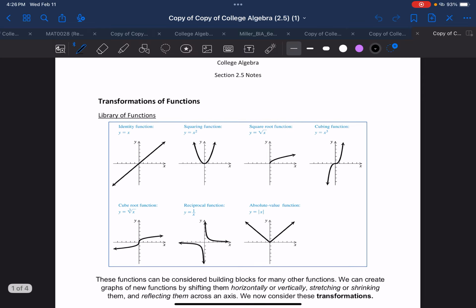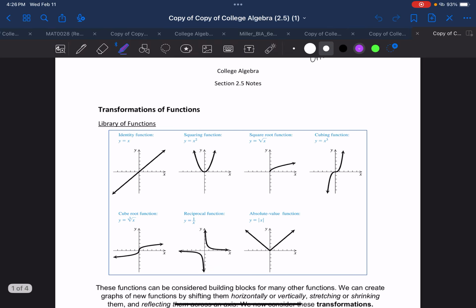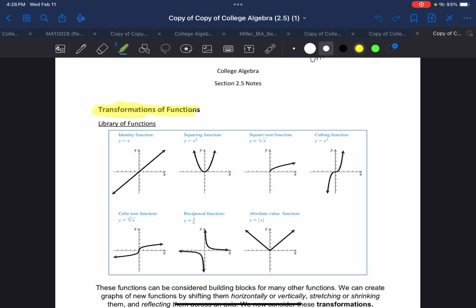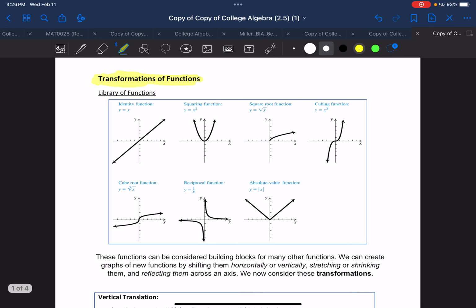So 2.5 is all about the transformations of functions. And so we're going to be using these functions to build other functions by either shifting them horizontally, vertically, or stretching or shrinking them, or reflecting them across an axis. So all of those that are italicized are called transformations. So we're going to be learning how to do this.